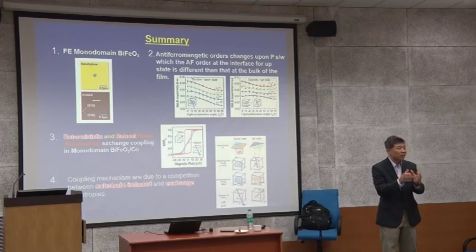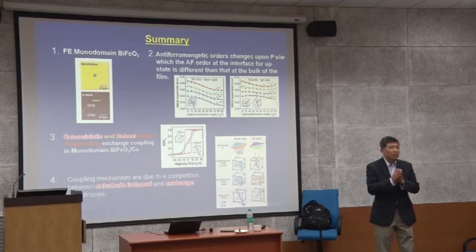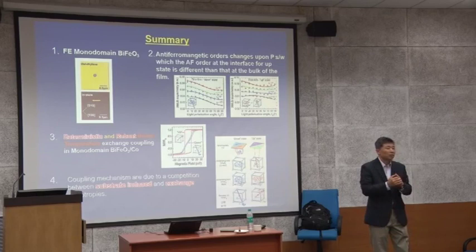And then the other thing I'm talking about here, in order to look at all the different orders, because we are talking about anti-ferromagnetic order, ferromagnetic order, and ferroelectric order, you have all different orders. And in situ, all three orders, can you look at those? Not necessarily at the same time, but in the same device.